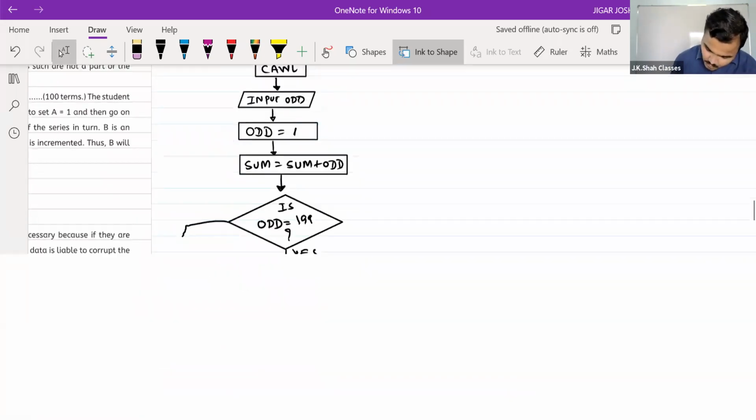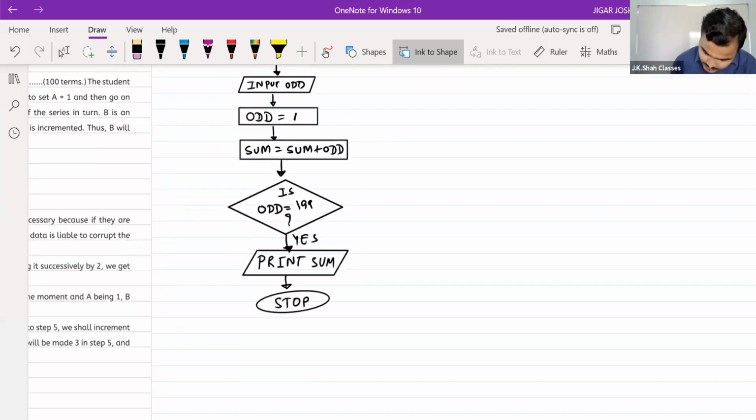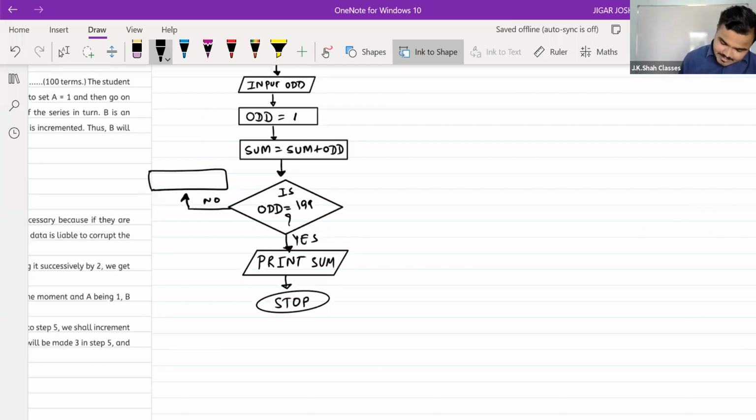Sir, tell me, if this would be no, then what do we need to do? If this would be no, then we just need to add only one value. Sir, can you please tell us which value?